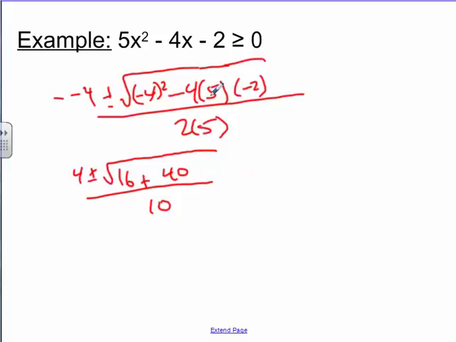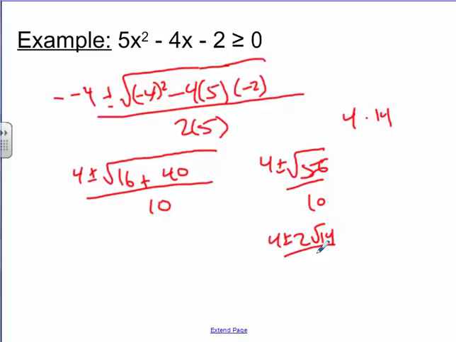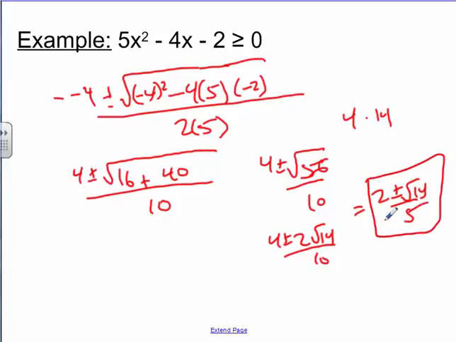4 times 5 is 20, times 2 is 40, two negatives make it a plus. We'll make it 56 over 10. We should be able to reduce that. 56, let's just think here. 56 is going to be 4 times 14, so you could call this 4 plus or minus 2 root 14 over 10. So you could call this 2 plus or minus root 14 over 5. There. I believe I've solved that using the quadratic formula.